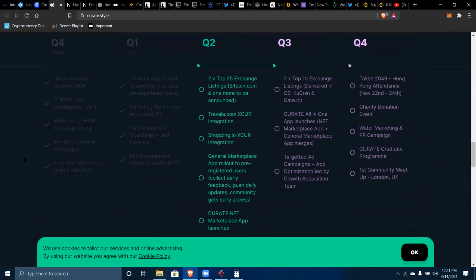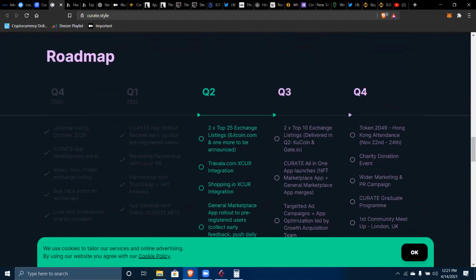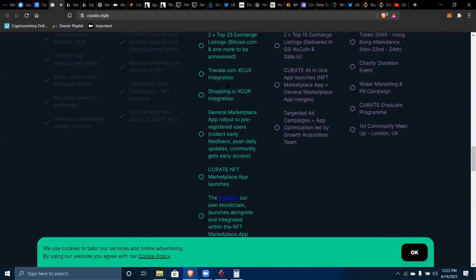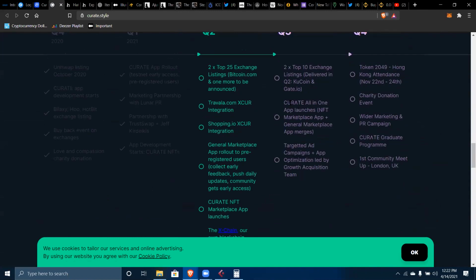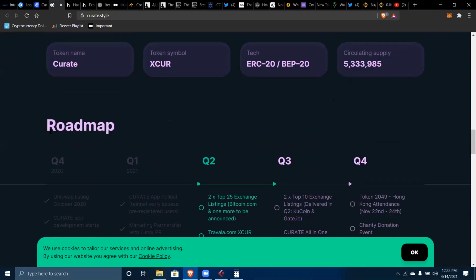Then the next question is, what are they working on? Look at the XCore roadmap. We're in Q2, which is the second quarter of the year, and they've done the Shopping.io integration, the Travelanda integration, and all of that. By Q3, the third quarter of the year, they are planning to list on two top 10 exchanges. Beautiful. They're also planning to have their all-in-one app launch and the NFT marketplace, and targeted ad campaigns.